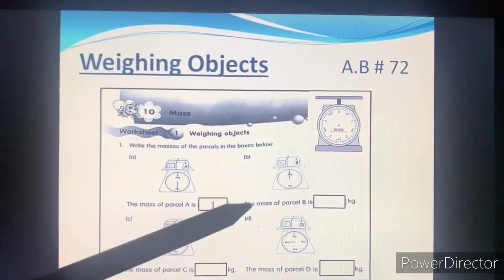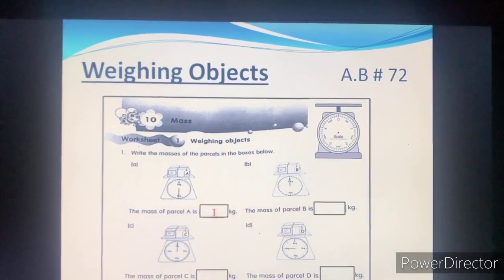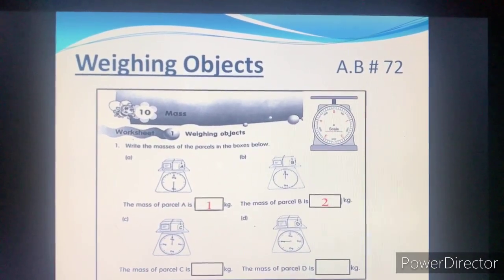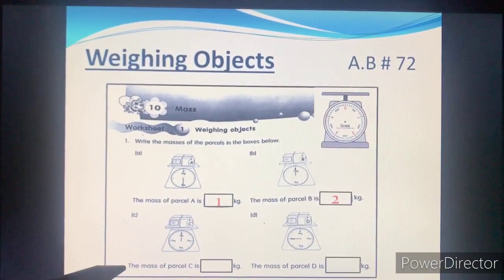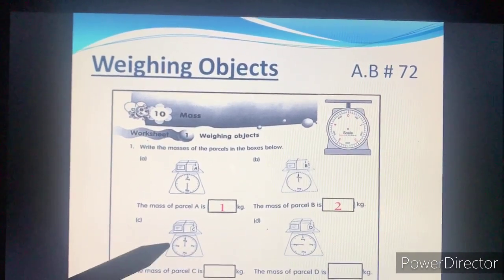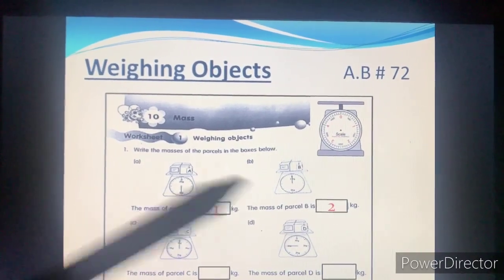Now come to parcel B. The mass of parcel B is, what is here? See this. What is this? Yes, 2 kg. Now, what about parcel C? The mass of parcel C is, there are 4 digits given here. Now, you will see on which the needle points.